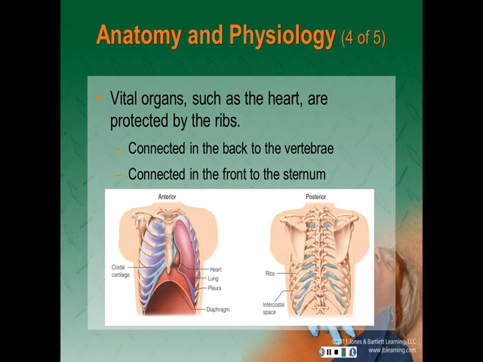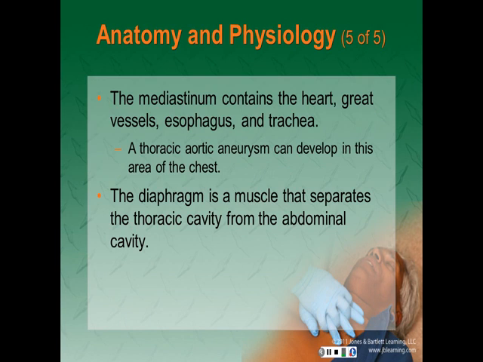The ribs are connected in the back to the vertebrae and in the front to the sternum. The thoracic cage also contains the heart and the great vessels, the aorta, the right and left subclavian arteries and their branches, the pulmonary arteries, and the superior and inferior vena cava. The mediastinum is the central part of the chest containing the heart, great vessels, esophagus, and trachea. A thoracic aortic aneurysm occurs when a weakened portion of the aorta wall develops a false lumen that eventually ruptures and causes fatal hemorrhage into the thorax. The diaphragm is a muscle that separates the thoracic cavity from the abdominal cavity.